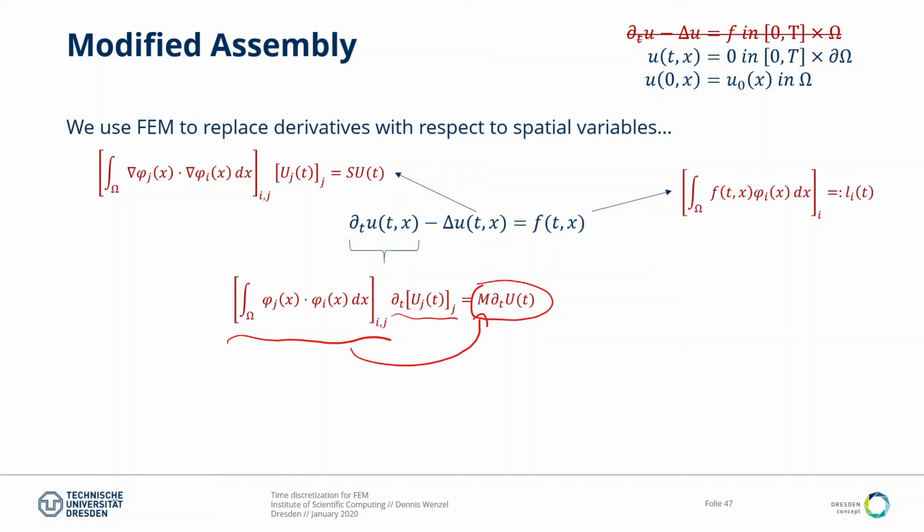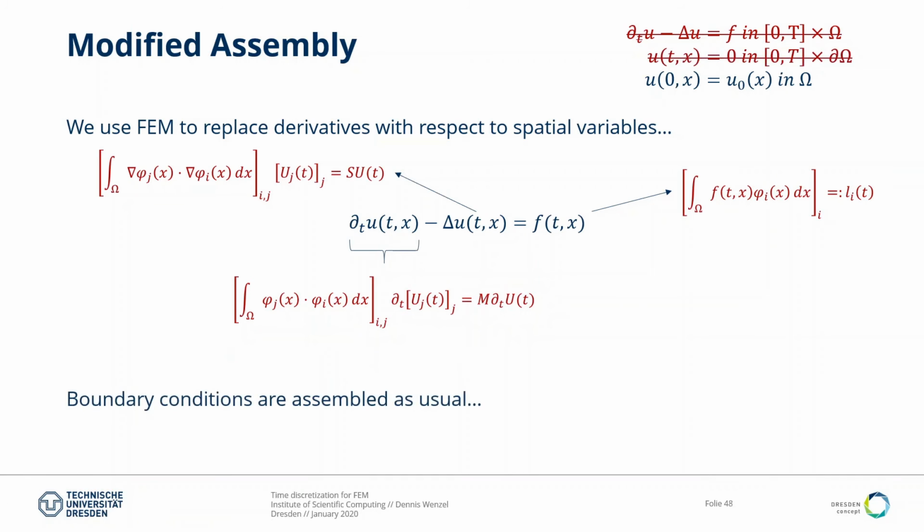But the assembly process is not very complicated. You always have to keep in mind that in the assembly, this mass matrix is assembled as if it were a reaction term with constant reaction factor 1. Okay, the rest is the same. Boundary conditions are also assembled as usual, so you need to put some boundary equations in your linear system. That's no problem here. That just stays the same, and that's why we still have all the flexibility of FEM when we talk about boundary conditions.